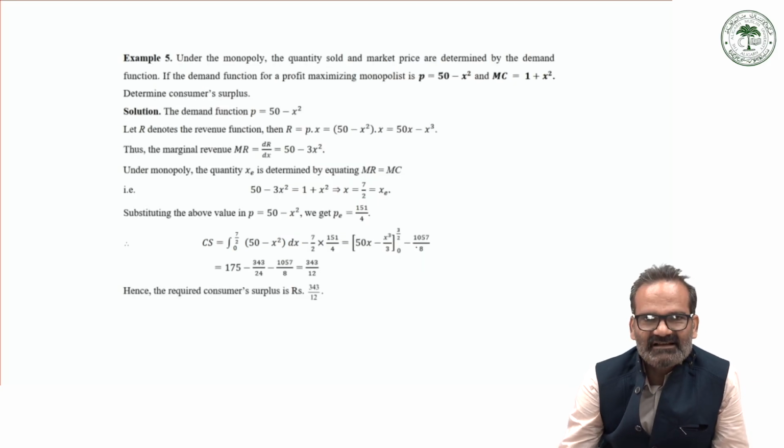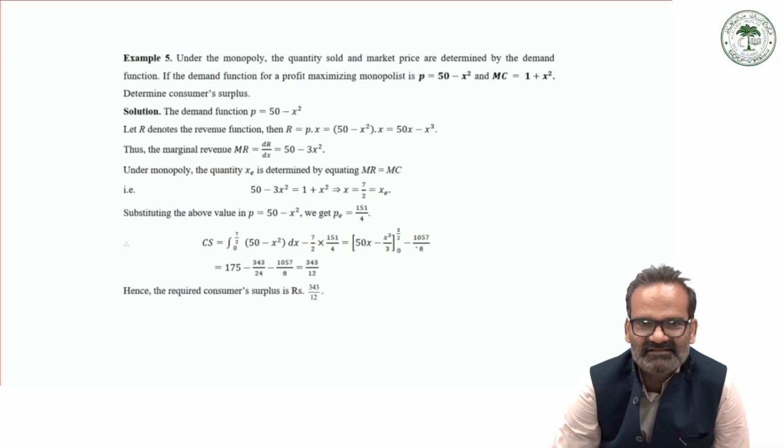This is the last case, that is monopoly. What happens when there is a situation of monopoly?